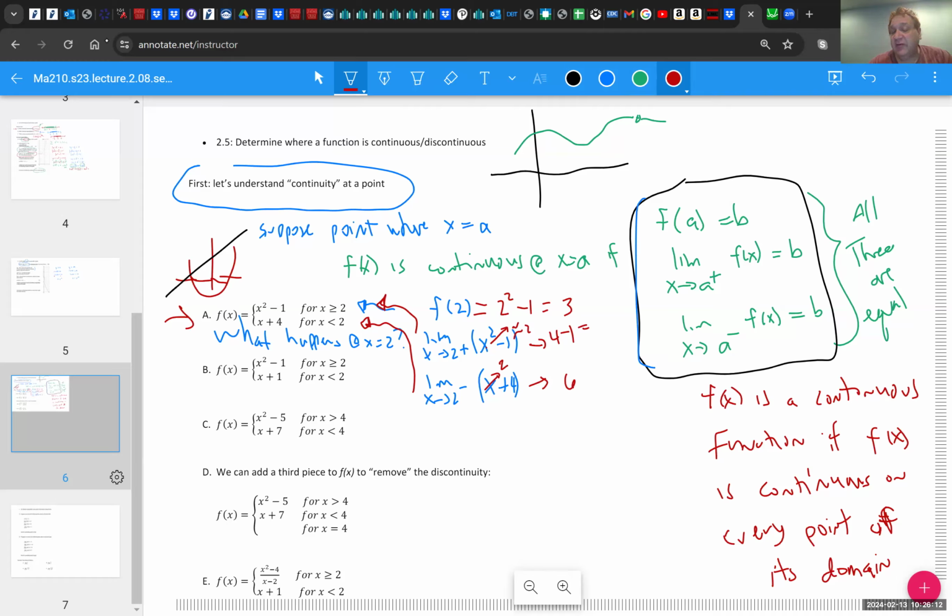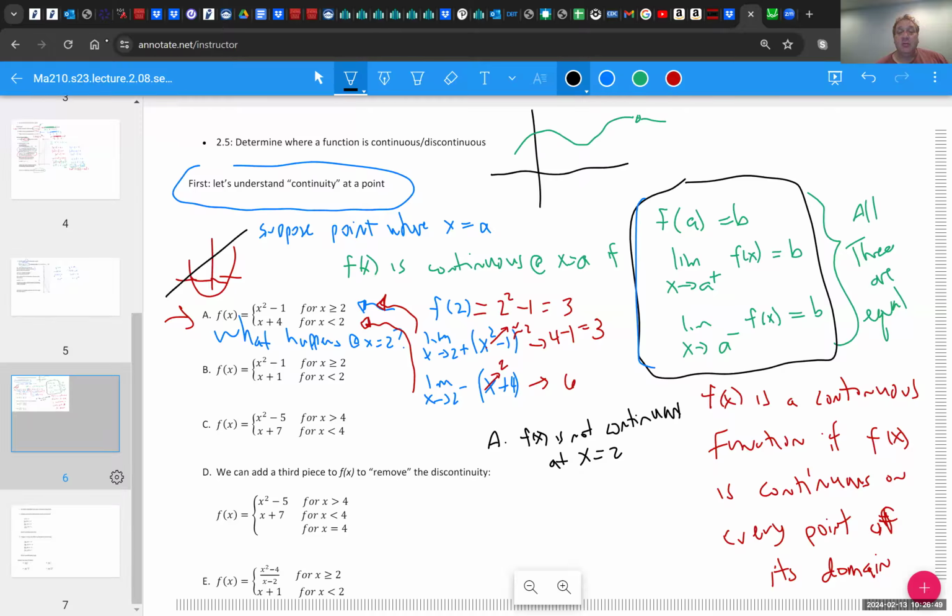So we had the value of the function at 2 was 3. The value from the right was 3. And the value from the left is 6. They don't match up. So this is not continuous. So we know this function here is not continuous. So for part A, f of x is not continuous at x equals 2. And in general, if it's not continuous at a particular point, the function is no longer continuous in general, because to be continuous in general, it means it has to be continuous at every single point.